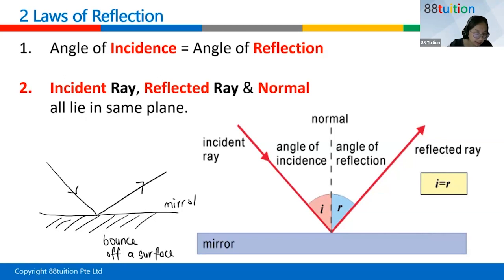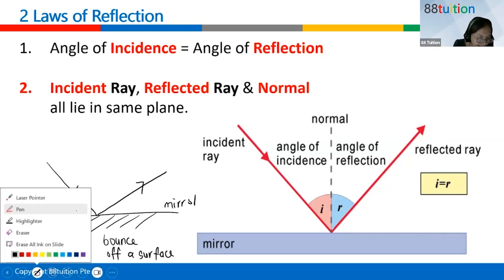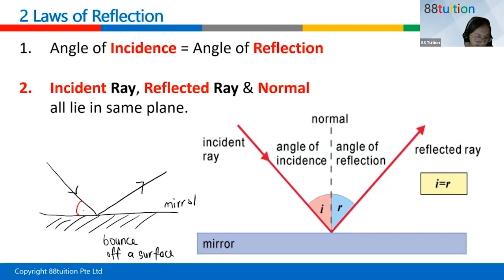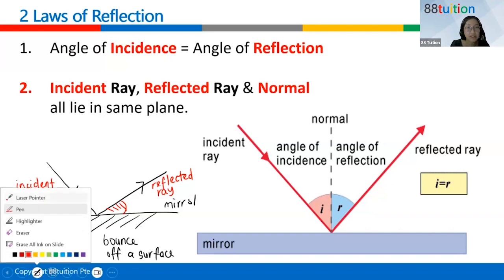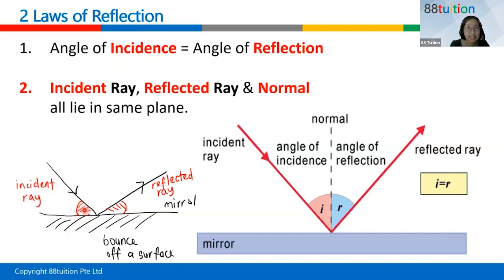Then a lot of students will happily label like that: oh, this is the angle of incidence, and this is the angle of reflection. Is this correct? This is the incident ray. This is the reflected ray. Is this the angle of incidence? What do you think? Yes or no? Can you type into the chat, please? Yes or no? Is this the angle of incidence?